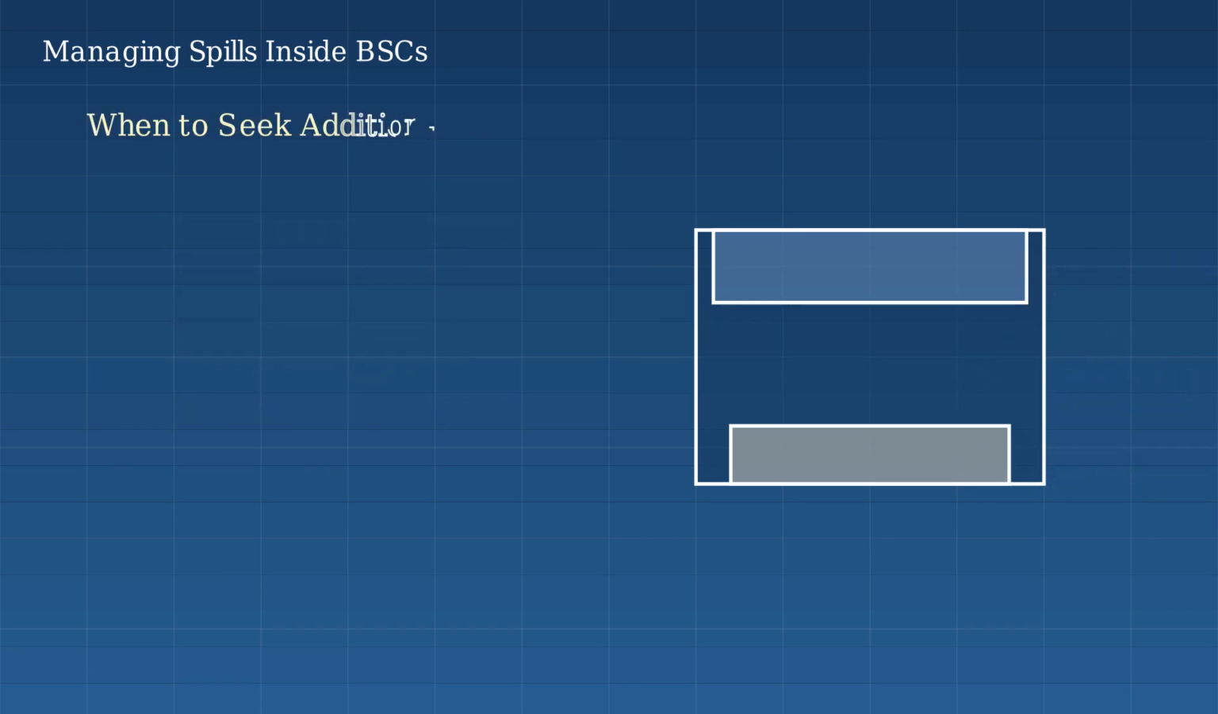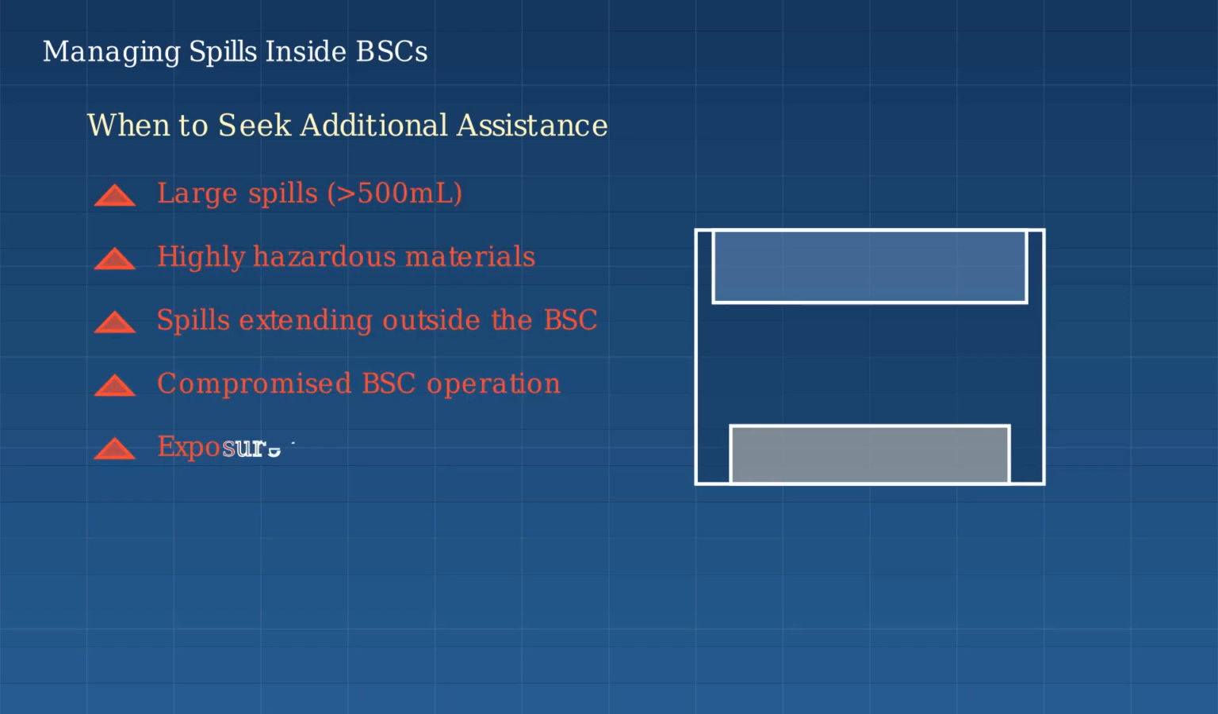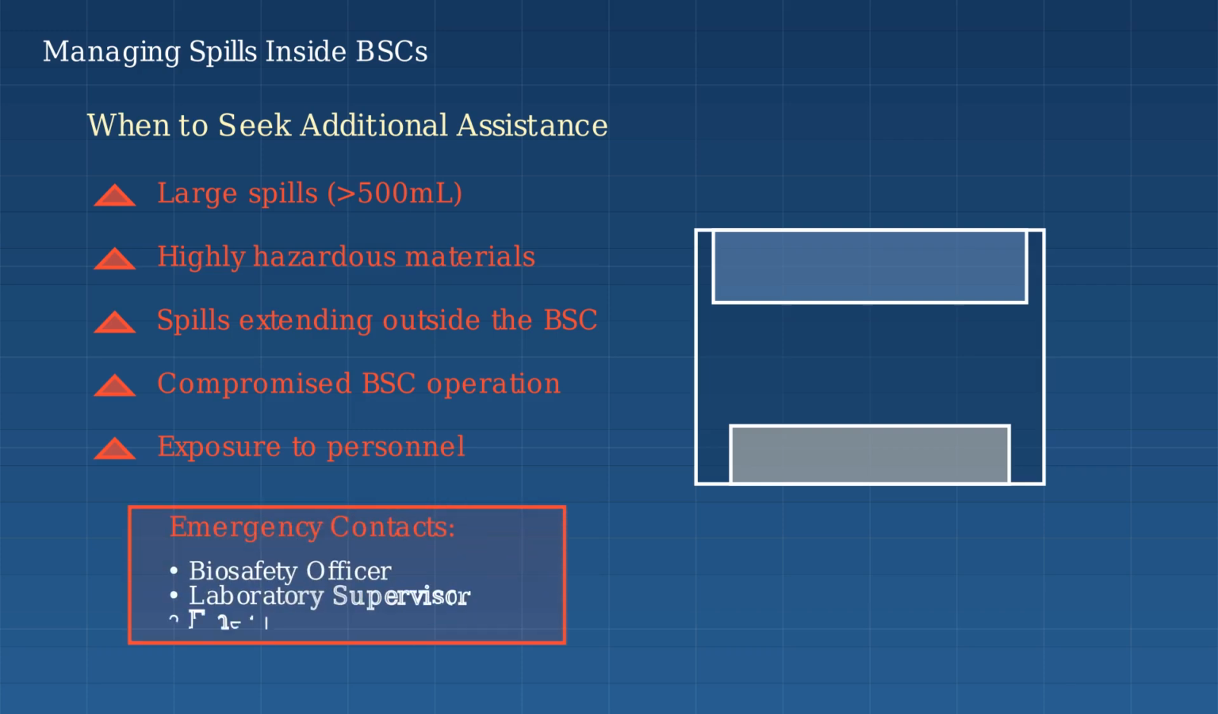There are situations when you should seek additional assistance. These include large spills greater than 500 milliliters, incidents involving highly hazardous materials, spills extending outside the BSC, compromised BSC operation, or any exposure to personnel. In these situations, immediately contact your biosafety officer, laboratory supervisor, or emergency response team according to your facility's procedures.